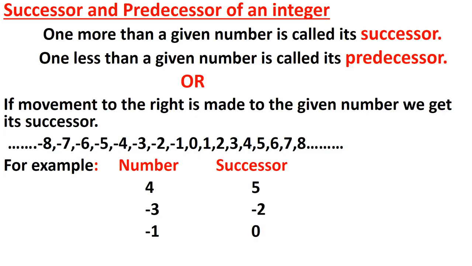See the example. The number is 4. Now move one step right of 4. You will get 5. So 5 is its successor. Now see, where is minus 3? Move one step towards its right. What will you get? Minus 2. So minus 2 is the successor of minus 3. Now see, where is minus 1? Move one step towards its right-hand side. You will get 0. So 0 is the successor of minus 1.